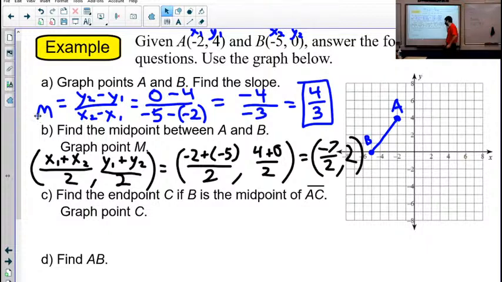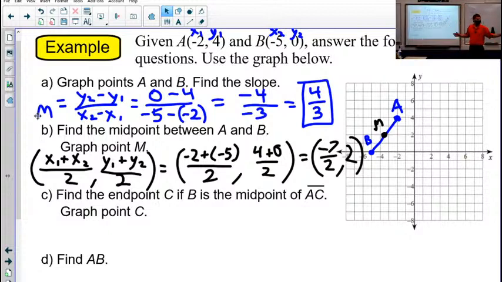Let's check our midpoint. So point M, our midpoint, should be exactly halfway in between. Let's take a look. -7/2, let's see. 6/2 is 3, and 8/2 is 4, so 7/2 should be 3.5. So -3.5, -1, 2, 3.5, and then up to 1, 2. That looks like it's about halfway in between. And our midpoint should be on the segment. If it's somewhere else off the segment, then we probably did something wrong.